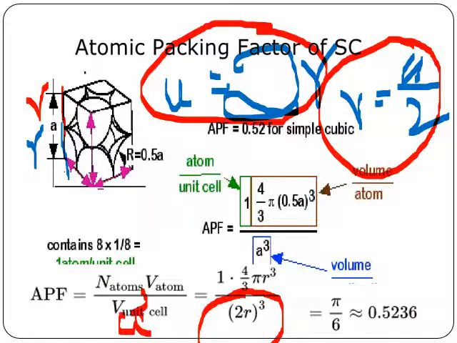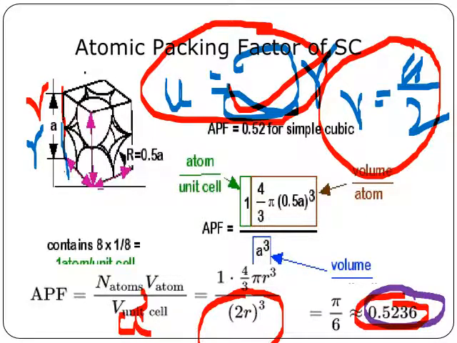In place of a, we have substituted 2r. It's 2r whole cube, so here it's 8 r cube. Now if you take this r cube, it will come out, so r cube gets cancelled. And if you calculate the remaining 4 by 3 pi divided by 8, that will be pi by 6, which is equal to 0.5236. Means the atomic packing factor for a simple cube is 0.5236.